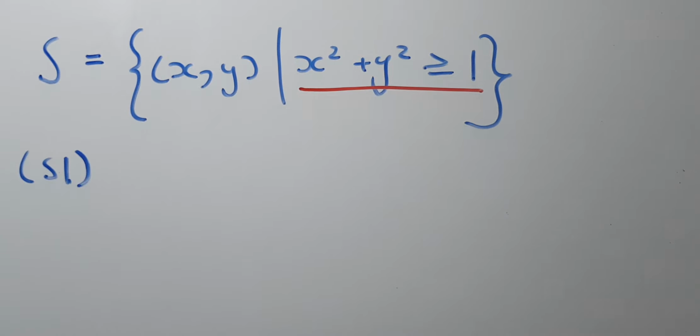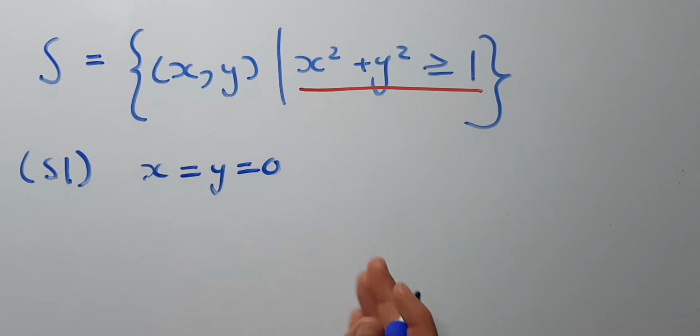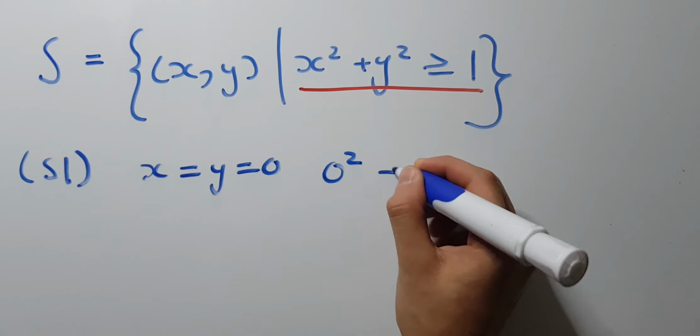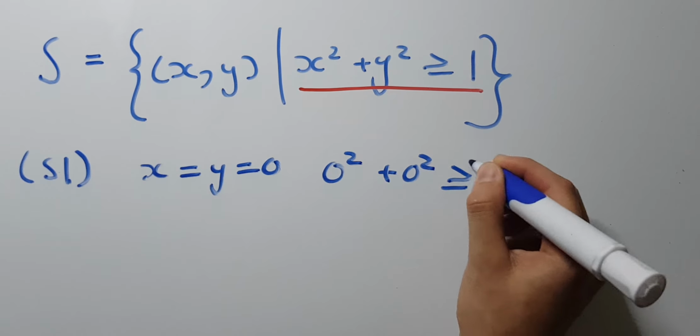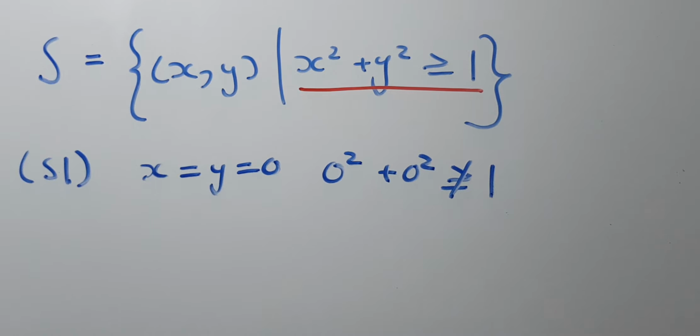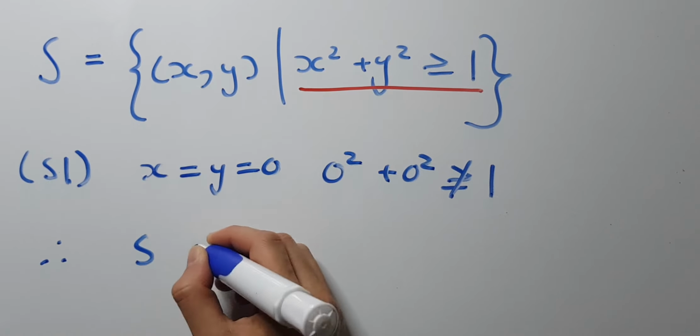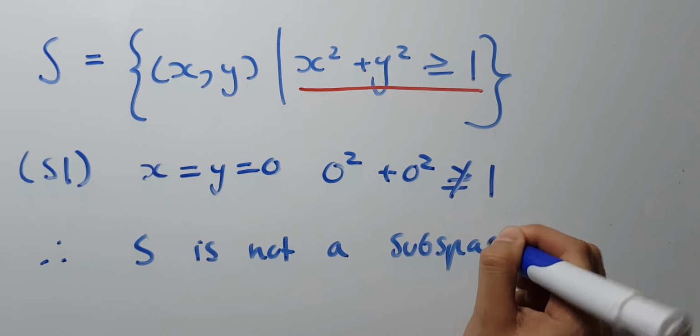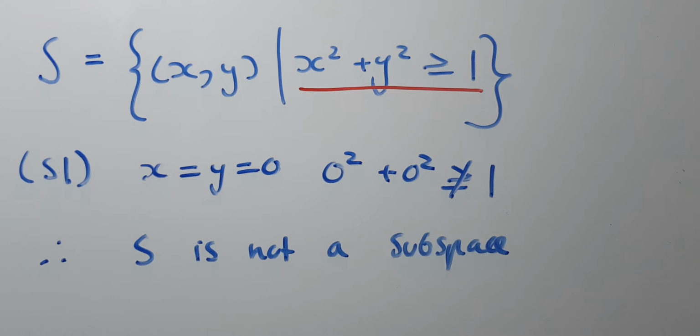A good habit when trying to prove something is a subspace or not is to just write S1 to keep track. So the first thing we need to prove is that we have the zero vector. So we let x equal y, and they both equal 0. What happens when we do this? Well, 0 squared plus 0 squared is not greater than or equal to 1. Therefore, S is not a subspace. Now, to prove something isn't a subspace, you just need to contradict one of the three conditions.